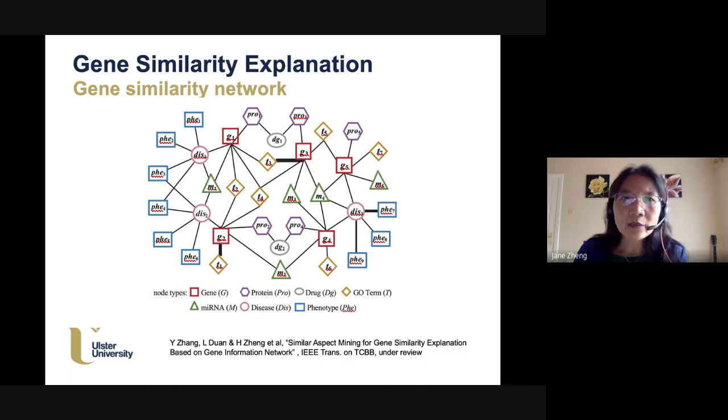We also extended this work into gene similarity explanation, because when we look at gene similarity, it's not just about identifying whether the genes are similar or not. It's more important to see whether you can explain the similarity. For example, for those two genes, they have different information related to them. How do we explain why those genes are similar, why they are here? So we use the similarity network for the analysis. This work has been submitted and is under review, so it's one of the recent works.